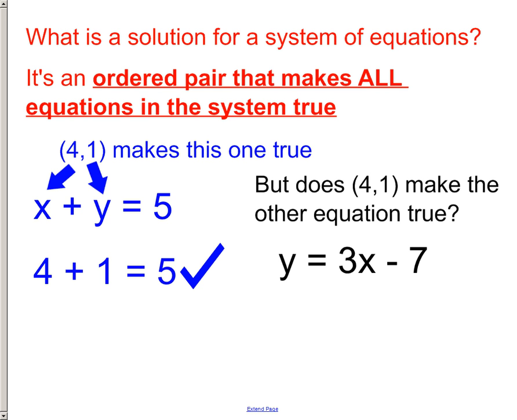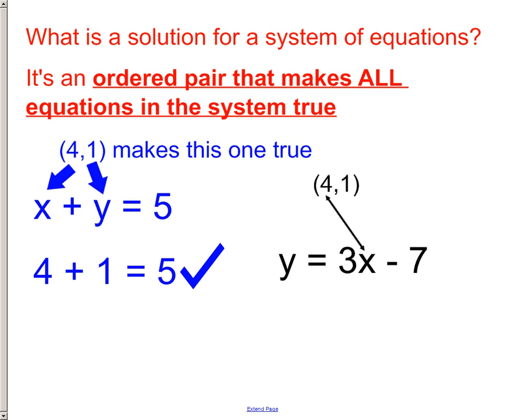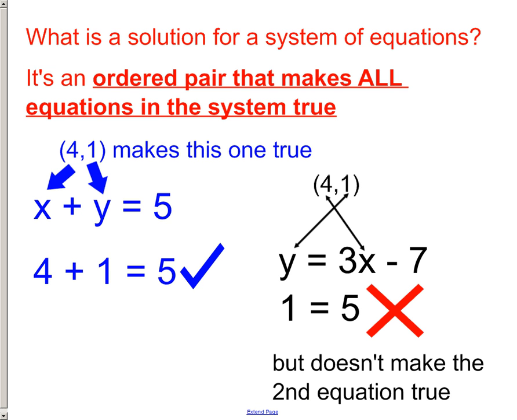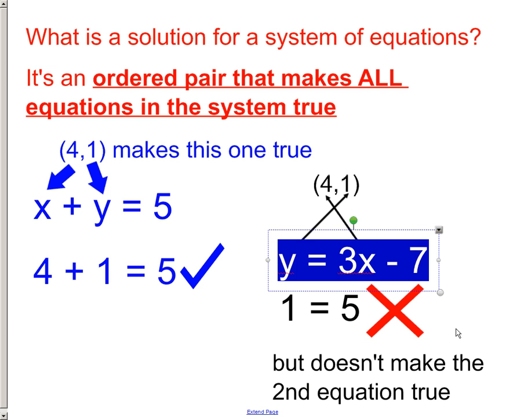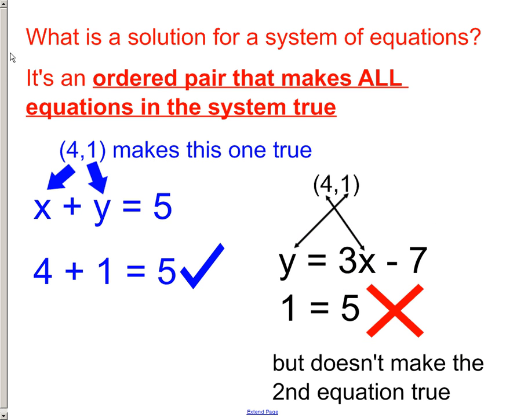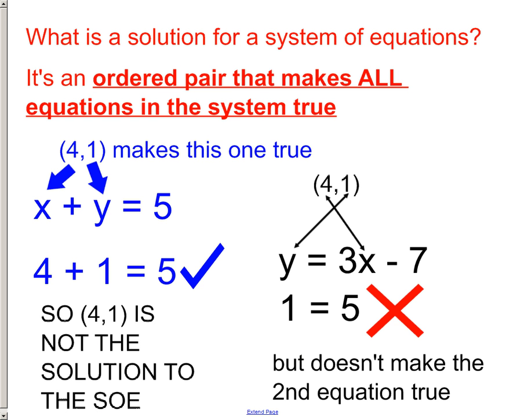So here's y equals 3x minus 7. Let's see what happens there. We plug the 4 in for x, the 1 in for the y, and then we just simplify it. 3 times 4 is 12. 12 minus 7 is 5. Does 1 equal 5? No. So even though (4, 1) makes the first equation true, it absolutely does not make this equation true at all, because 1 does not equal 5. So (4, 1) is absolutely not a solution to the SOE, and SOE is just a system of equations.